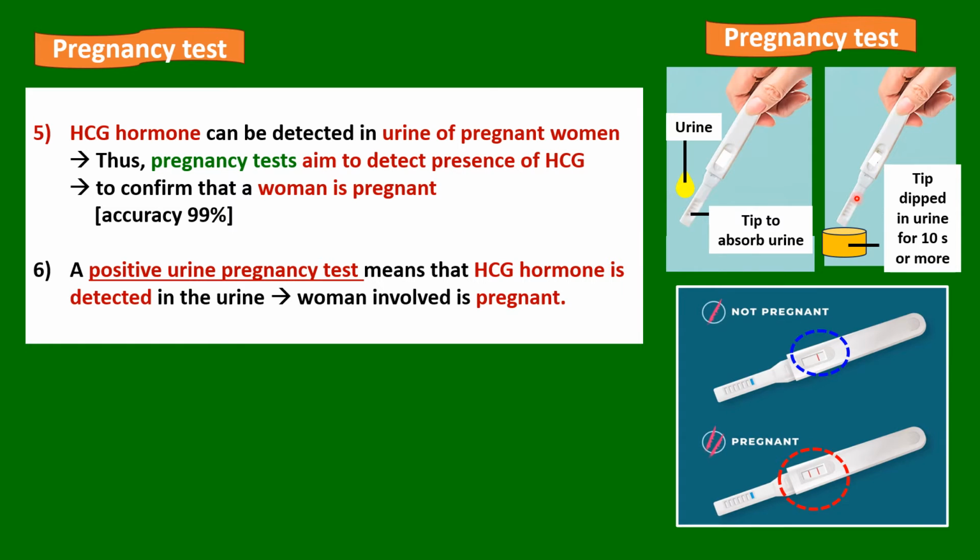After that, they look at the display panel here. If there's only one line, it shows that the woman is not pregnant. Two lines here indicate that the woman is pregnant. The two red lines indicate that there's the presence of HCG hormone in the urine and that the woman is pregnant.